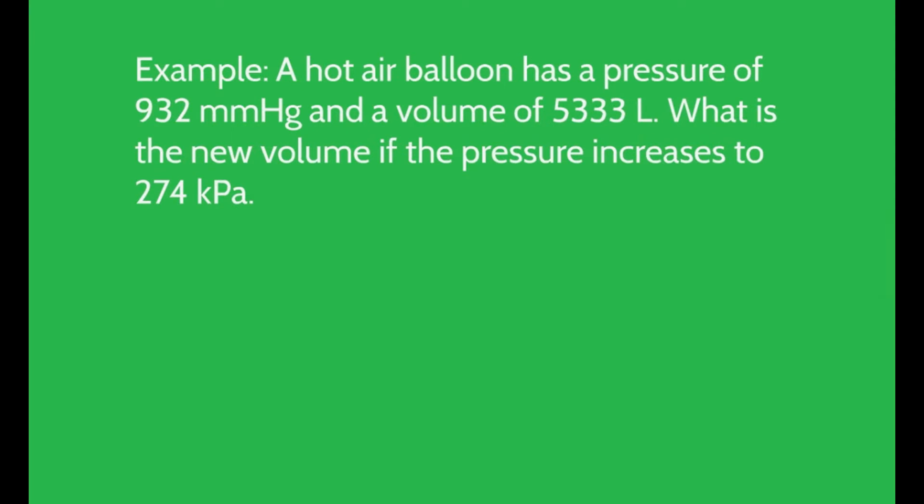A hot air balloon has a pressure of 932 millimeters of mercury and a volume of 5,333 liters. Okay, now this is a big balloon, by the way. If you didn't notice, it's the huge one. It's not a little tiny one. What is the new volume if the pressure has increased to 274 kPa?